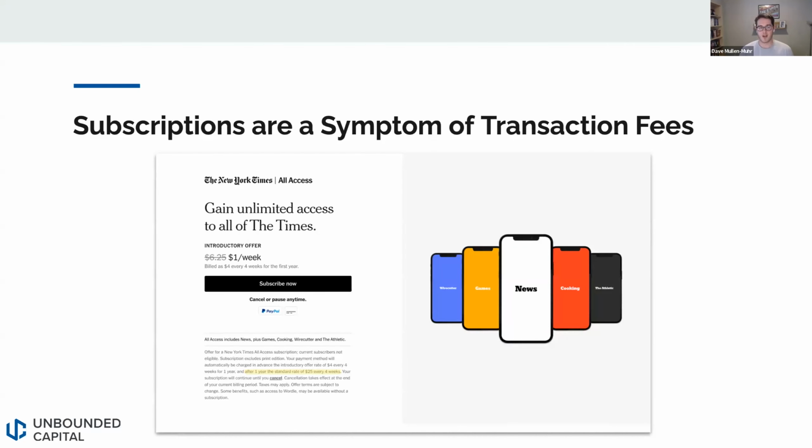The widespread use of subscriptions is really a symptom of these transaction fees. The business model for the New York Times is to give you this extremely low introductory price, which they're actually losing a lot to fees on. They're billing you $4 at the end of the month for the first year. But you see at the bottom there, after the year, now it's $25 every month. So really the business model is: get these people on a subscription, hopefully we win them over or they forget, and then we can really start to make some real revenue without paying large transaction fees over time.